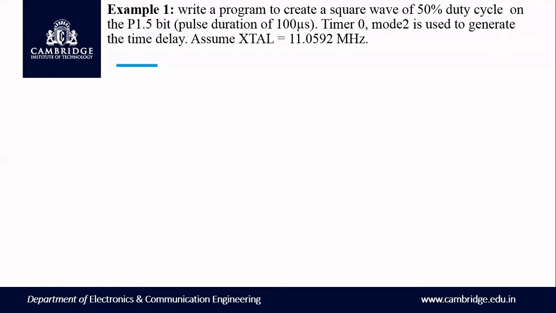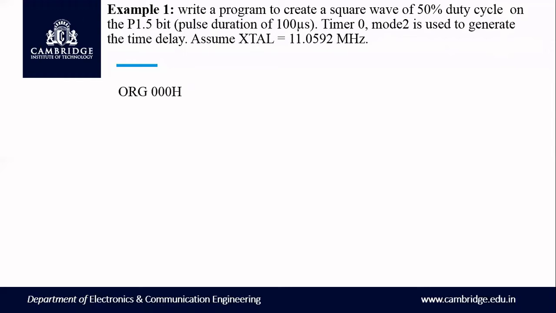The time delay asked in the problem statement is 100 microseconds. Just now we calculated that to generate a time delay of 100 microseconds, the TH value will be A4H. So let us see step by step how we can write assembly code for generating this square wave with a 50% duty cycle.